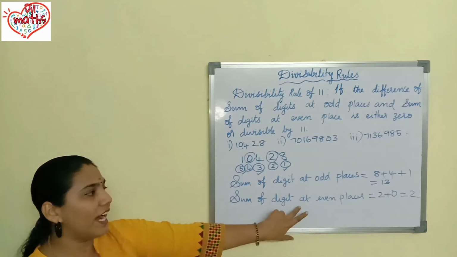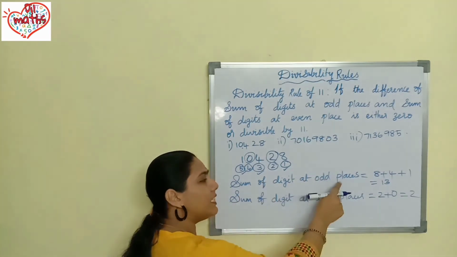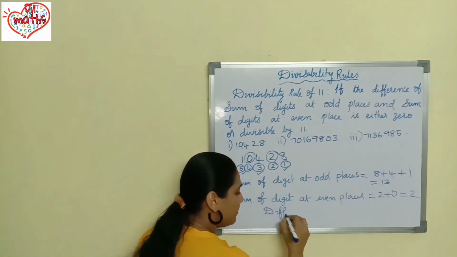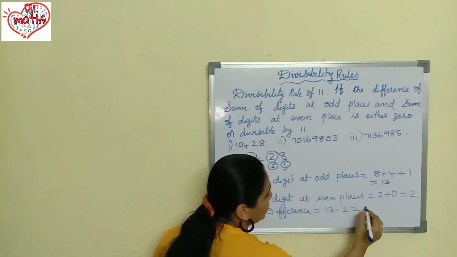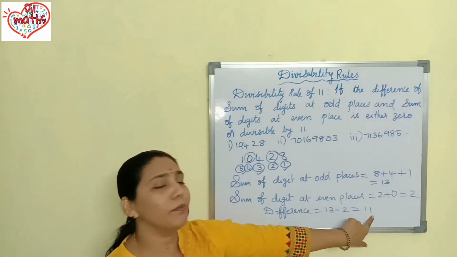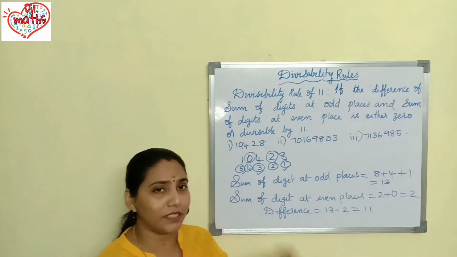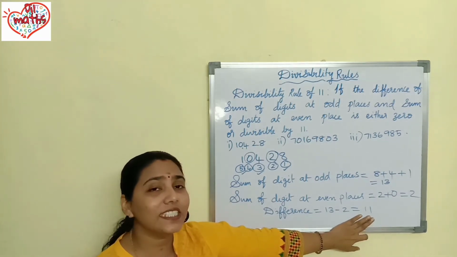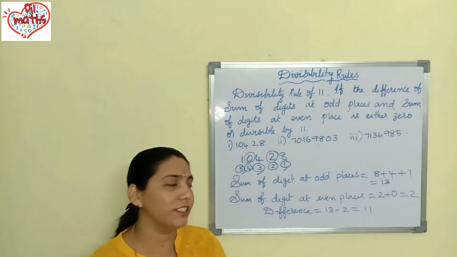Now what should we do? We have to find the difference between these two, that means the difference between the sum of digits at odd places and the sum of digits at even places. What will be the difference? 13 minus 2. What is 13 minus 2? 11. So we got the difference as 11. Is this 11 divisible by 11? Yes, a number is divisible by itself. So 11 is divisible by 11. So you can say that the difference is divisible by 11, so the given number, 10,428, is divisible by 11.